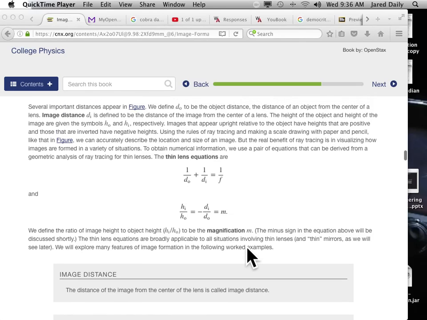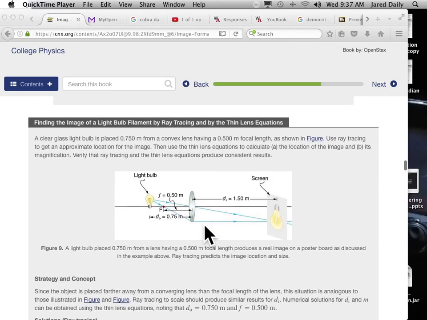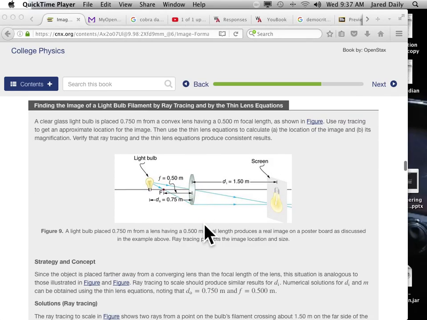So you have these two equations. You have the thin lens equation and you have the magnification equation. They're both involving distances and signs. So let's actually use it really quick for a simple situation, and then we'll show you the rules for signs. Here we have a clear glass light bulb placed 0.750 meters from the convex lens. The convex lens has a focal length of 0.5 meter, and we are going to calculate where this image is going to be formed.